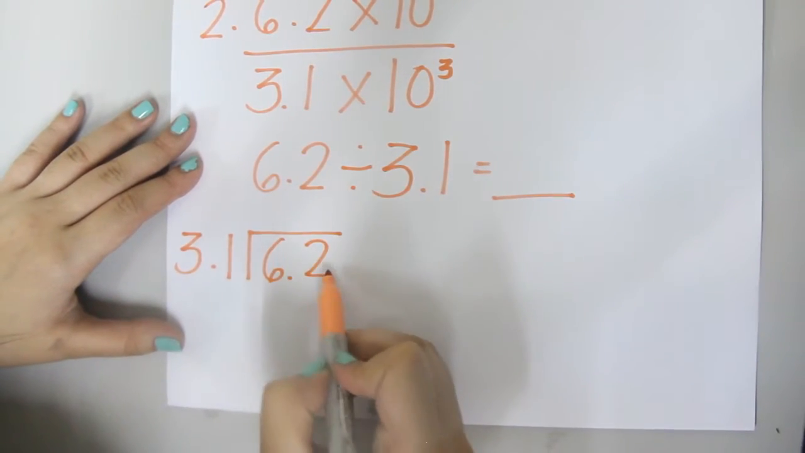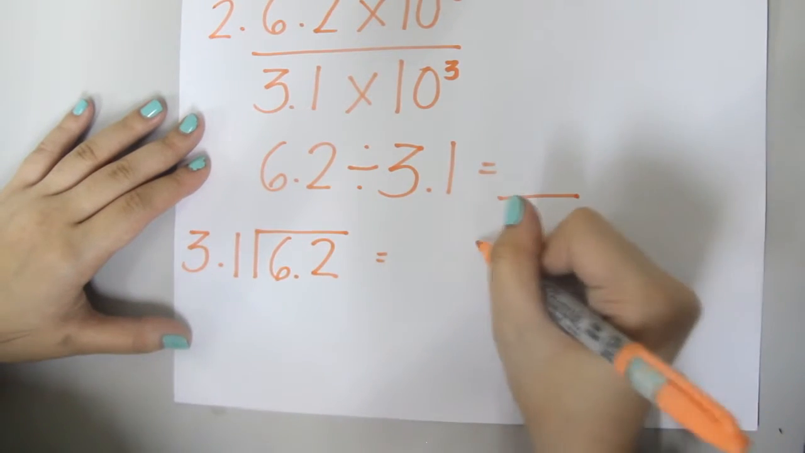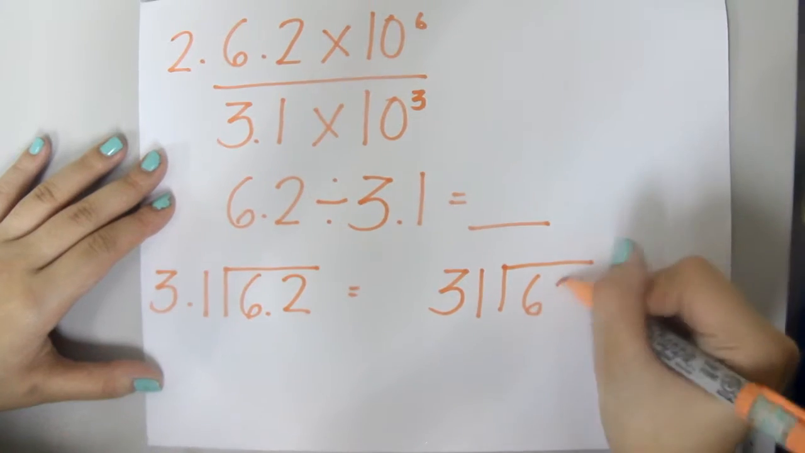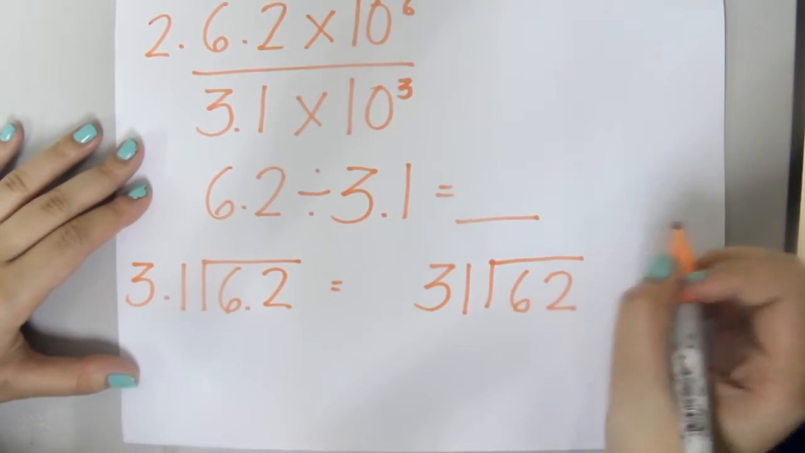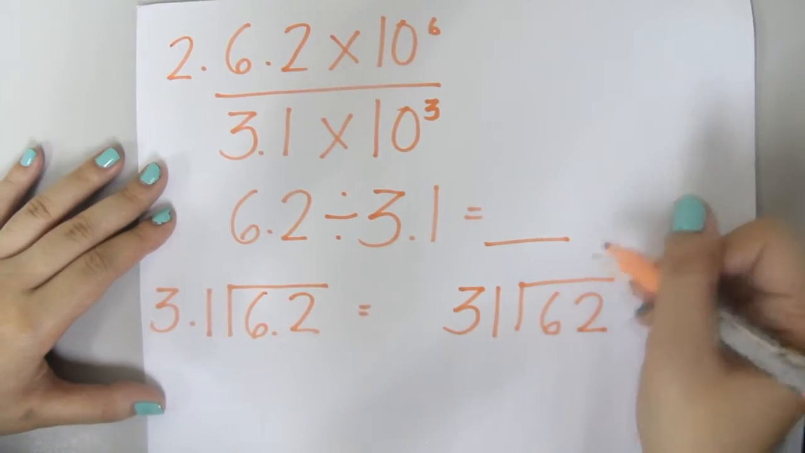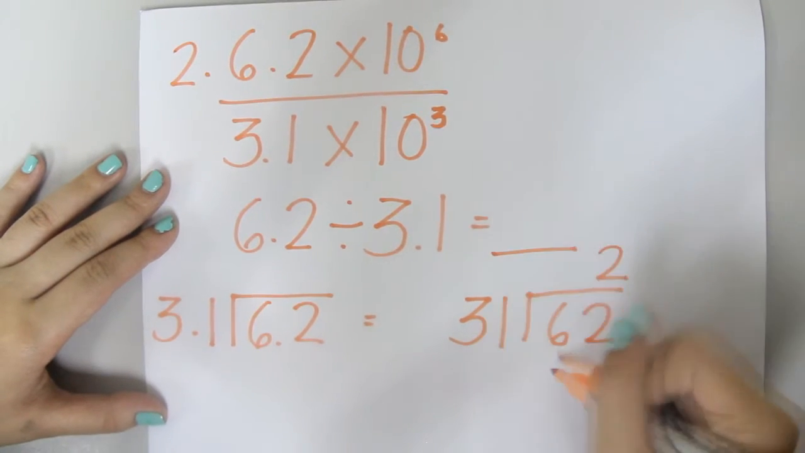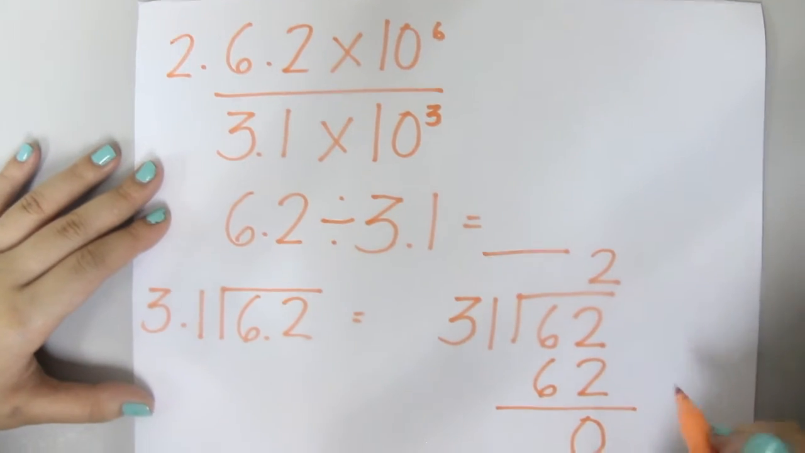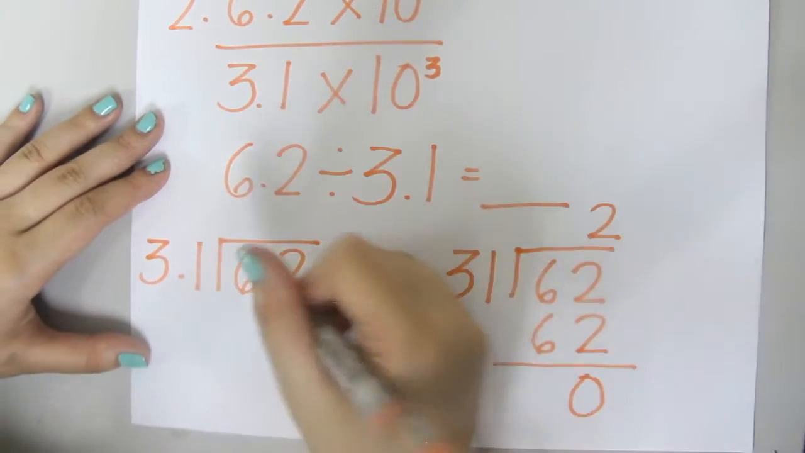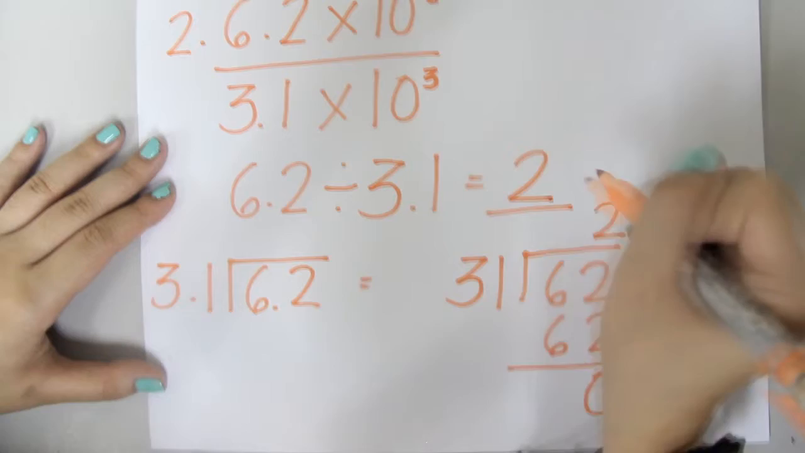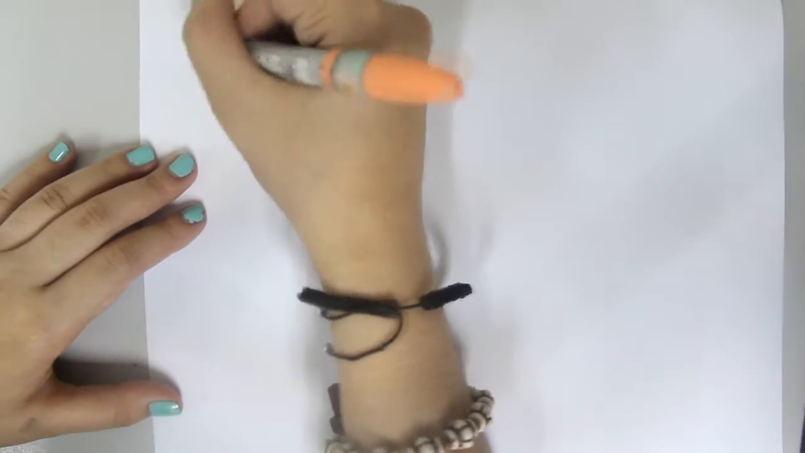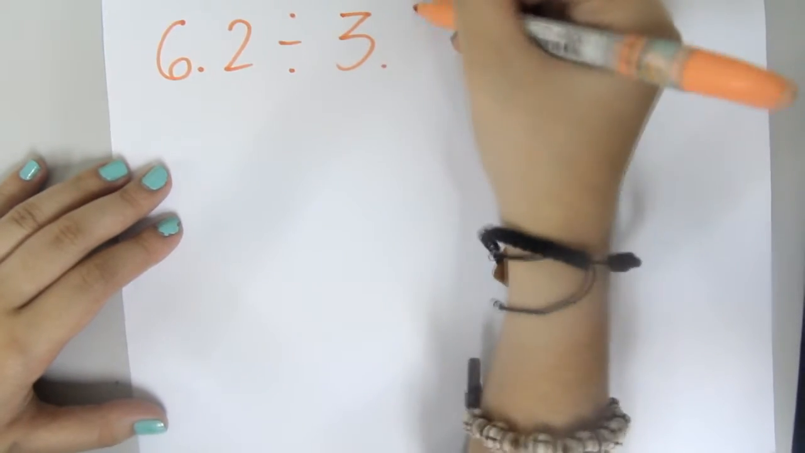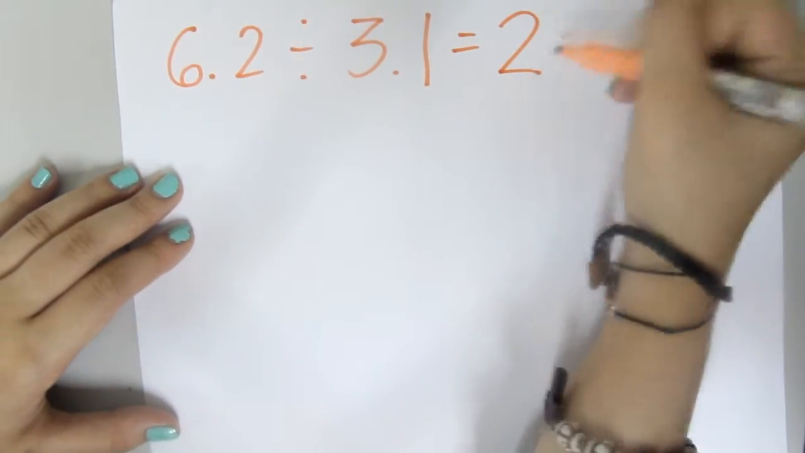In dividing, you're going to move the decimal places. So it's going to be 62 divided by 31, which is 2. 2 times 31 is 62, and then 0. So 6.2 divided by 3.1 is 2. I'm going to write it again. 6.2 divided by 3.1 is equal to 2.